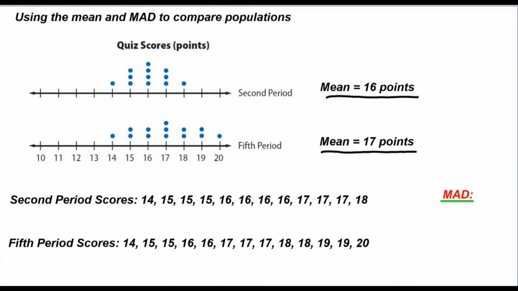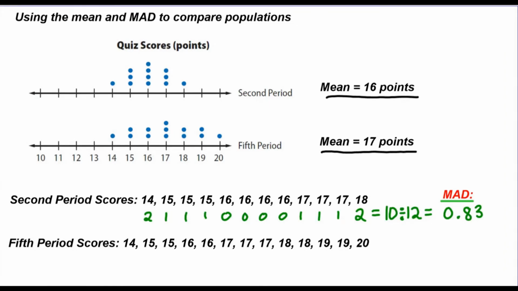So remember, to find the MAD, we have to find out how far away each score was from the average. So for second period, I'm going to list how far away they are from the mean here. So this score was 2 points away from the mean, 1, 1, 1, 0, 0, 0, 0, 1, 1, 1, and 2 points away from the mean. And when you add all of those up, those add up to 10. And we average those to get the MAD, and there are 12 scores. So 10 divided by 12 gives us an MAD of 0.83, and I rounded that to the nearest hundredth.